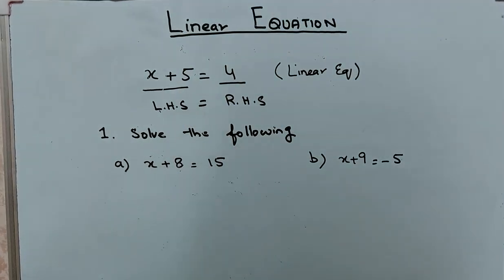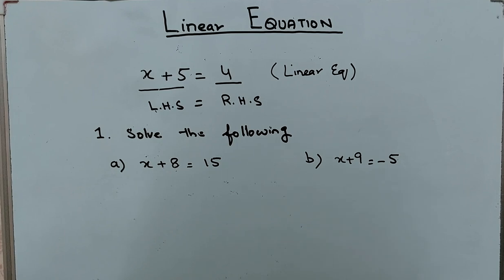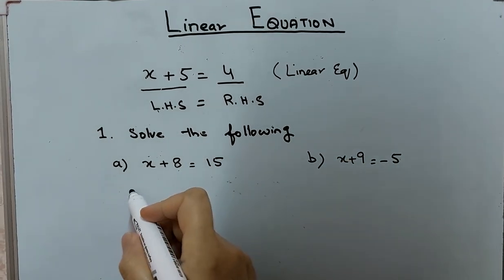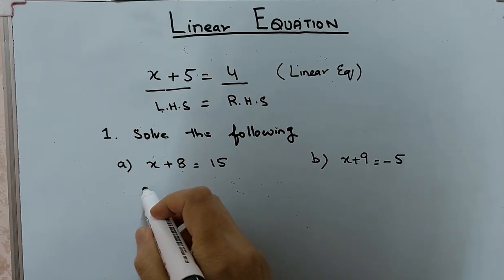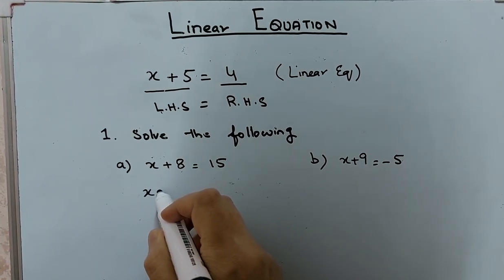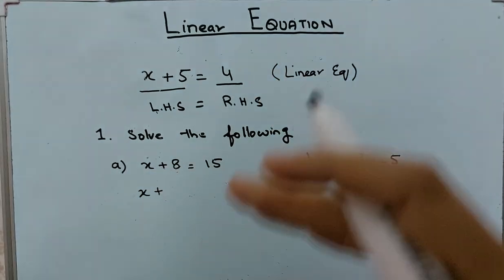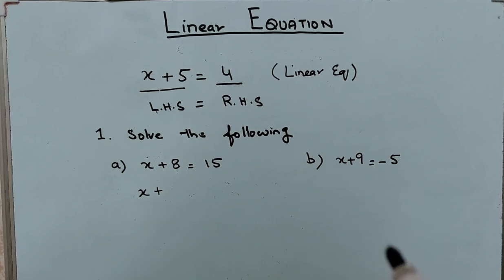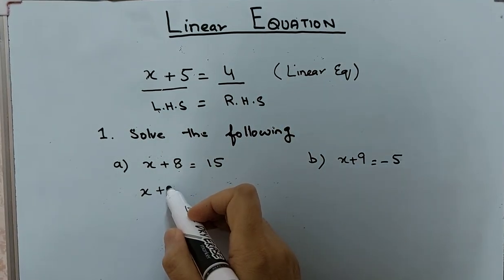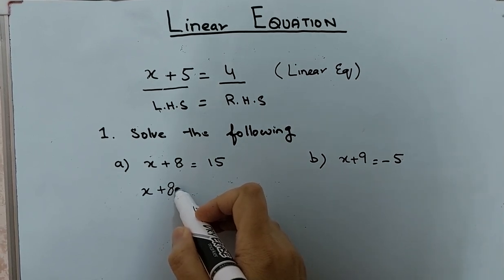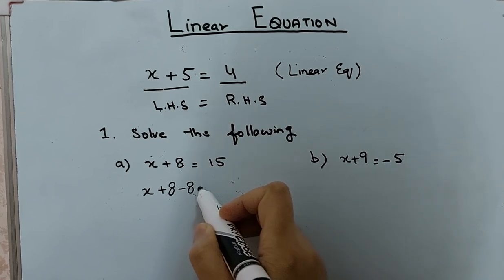So now we are going to start question number 1, part A. It's x plus 8 is equal to 15. Basically, we have to find the value of x. We have to do something so that this 8 becomes 0, so that its effect on the left hand side is nullified and we get the value of x. So x plus 8; to nullify this plus 8, we will subtract 8 from this side.